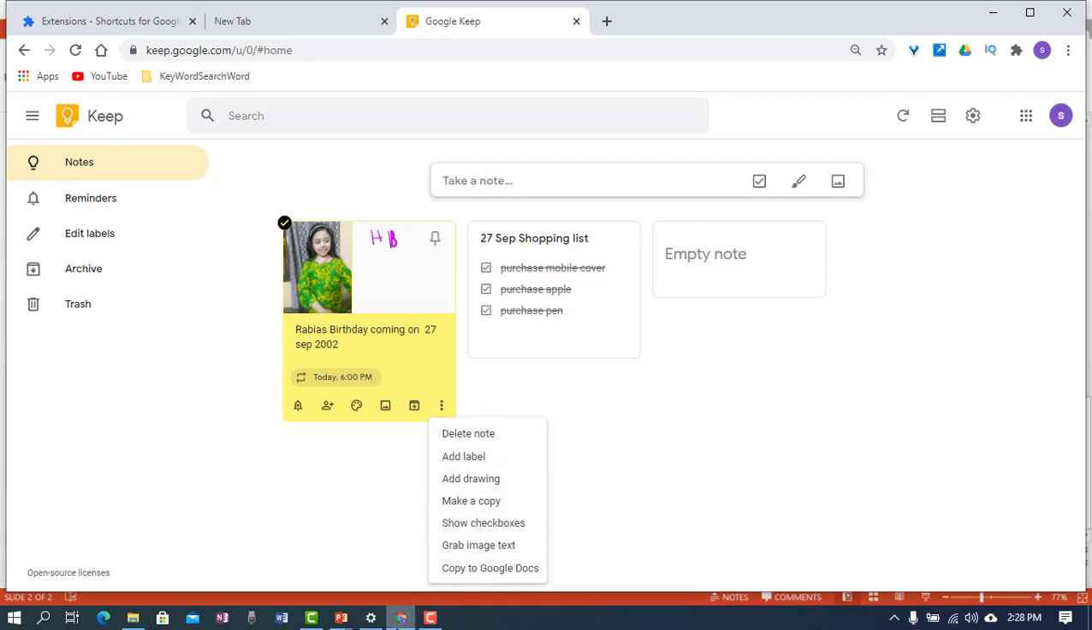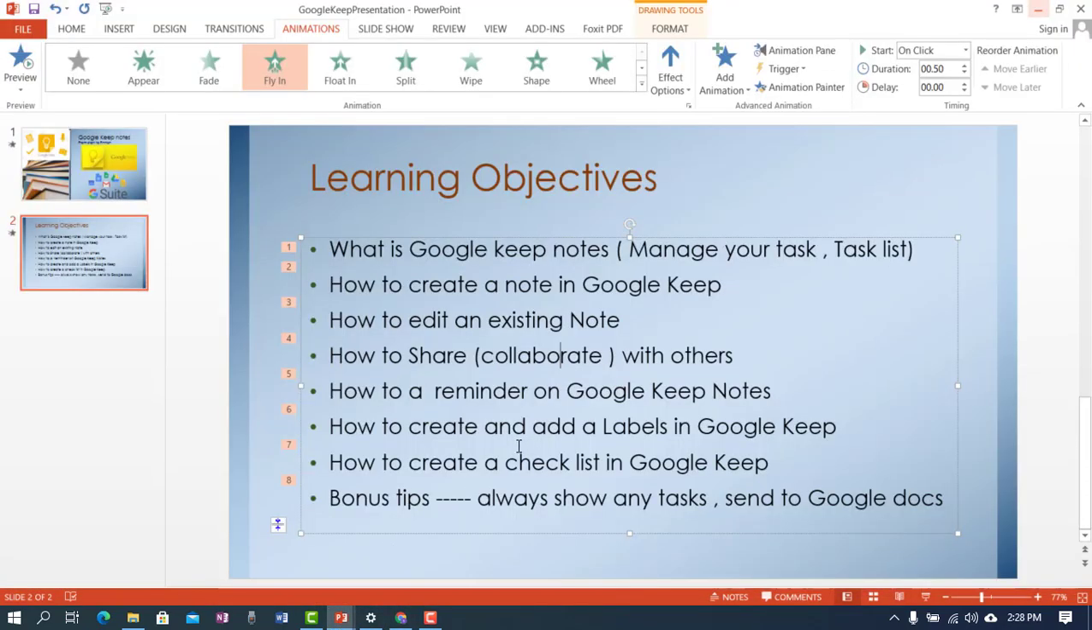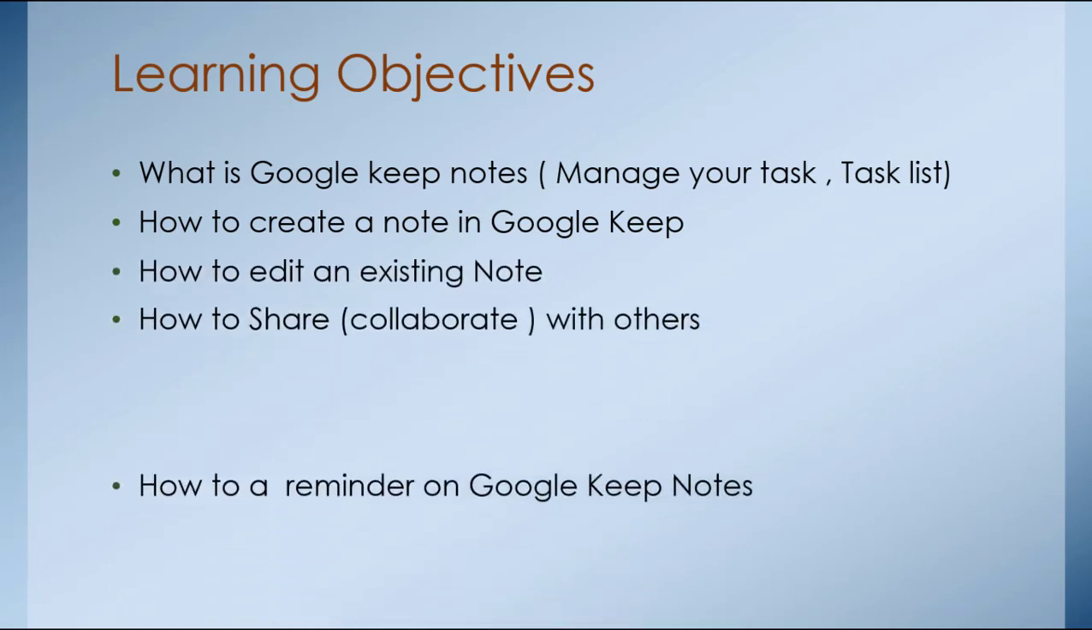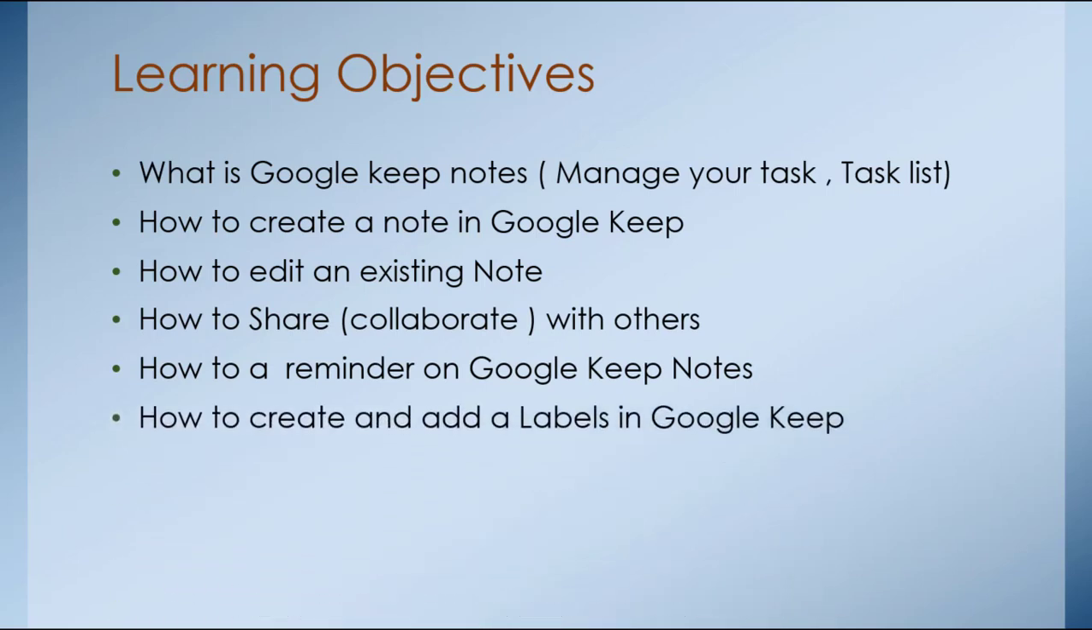What are the labels? Okay, we'll discuss what the labels are. How to create an open note, how to add an existing note, how to share collaboration with others, how to set a reminder on a Google Keep note, and how to create a label in Google Keep. What is a label? Basically, labels are some sort of category. For example, this note which I created is related to my personal category. In the same way you can create your own categories like official work, office work, personal work, or family work.